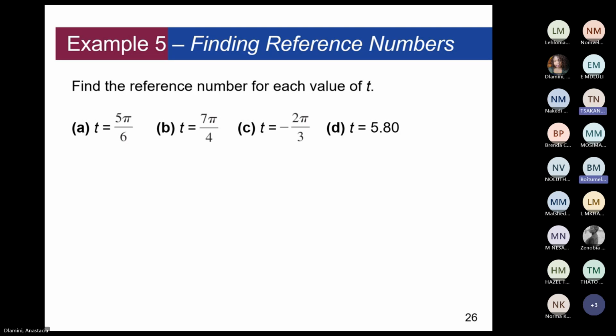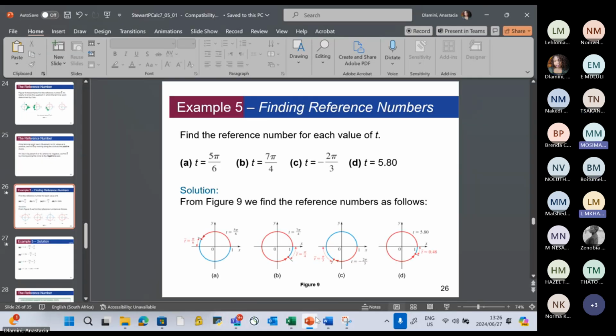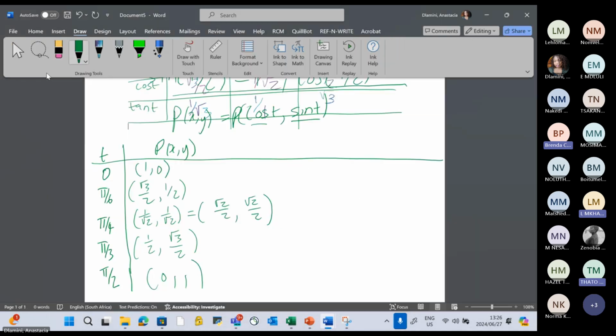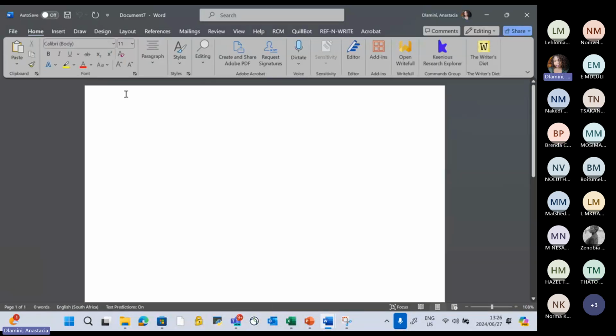I'm not understanding, ma'am. No, I don't understand, ma'am. No, we don't understand. So the reference number, do you understand how to find it, isn't it? What is it? Yes. Okay, let's start there.